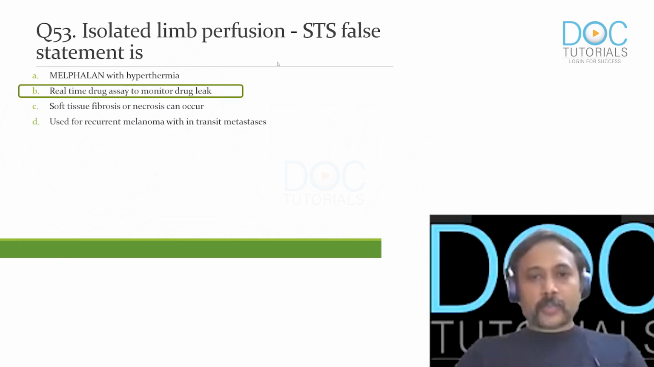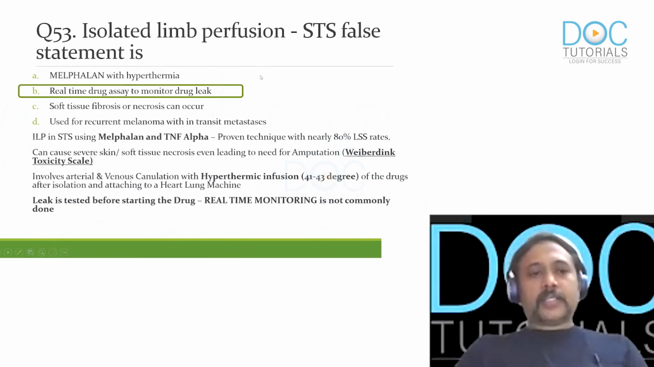That is a false statement. But what is wrong with that statement then? Use of gamma camera. Okay, but that can again be a real-time thing. But I will put it like that. See, ILP in soft tissue sarcoma uses melphalan and TNF alpha.